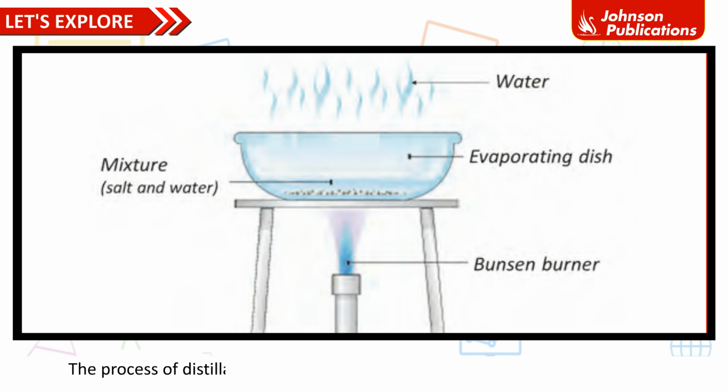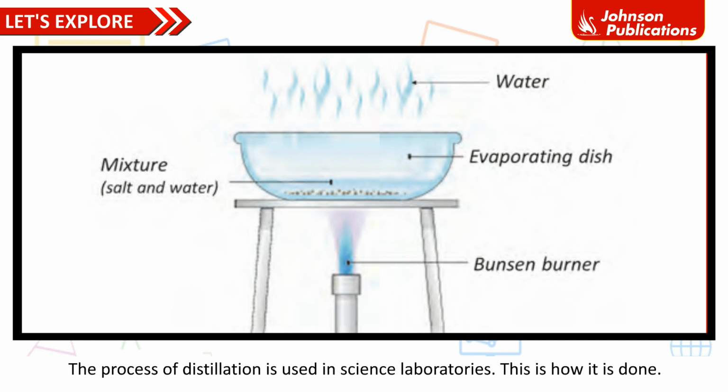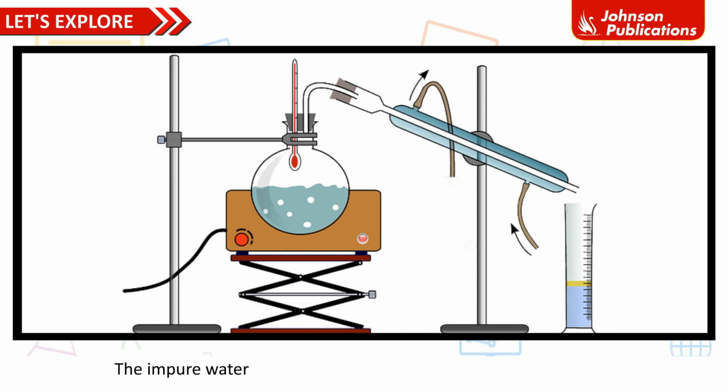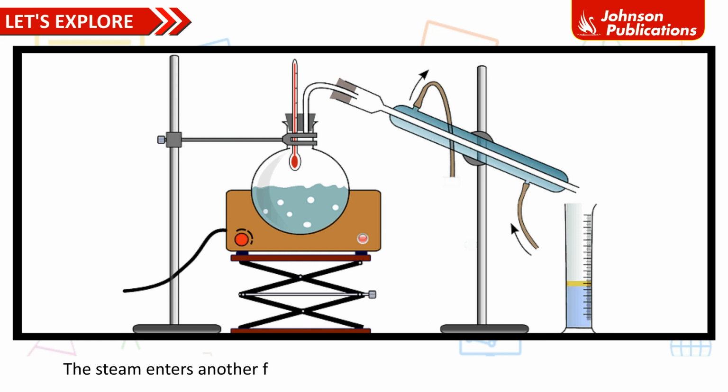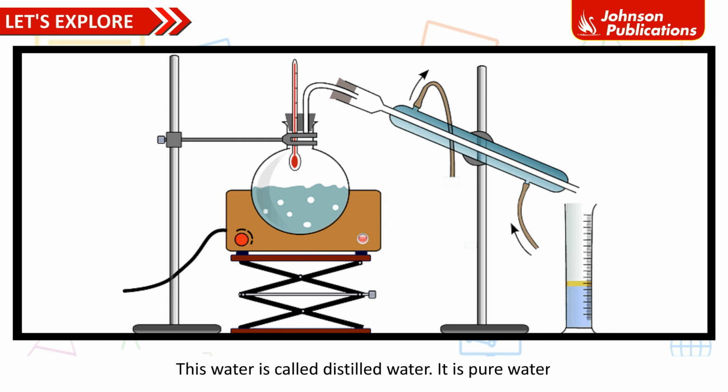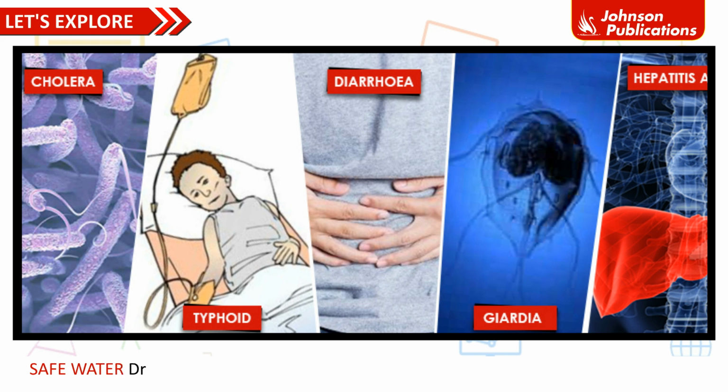The process of distillation is used in science laboratories. This is how it is done. The impure water is taken in a flask and heated till it starts boiling. The water evaporates and the impurities remain behind. The steam enters another flask called the condenser, cools and turns into water. This water is called distilled water. It is pure water.